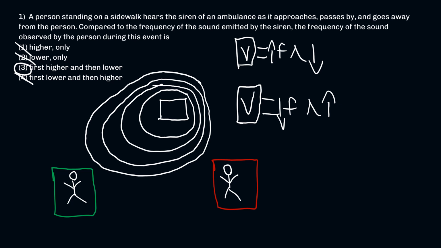First higher, since I have lower wavelength at the front, so my frequency must increase. Then as the wavelength spreads out at the back of the ambulance, I'm going to have a lower frequency in order to compensate for the higher wavelength. So it's answer choice 3. So let's move into our next example.